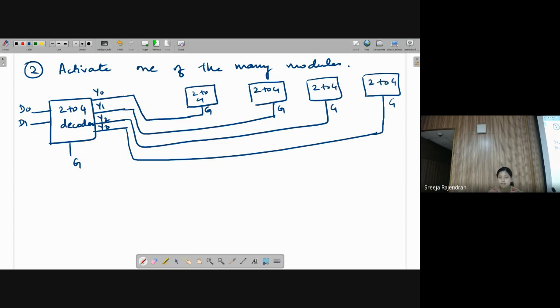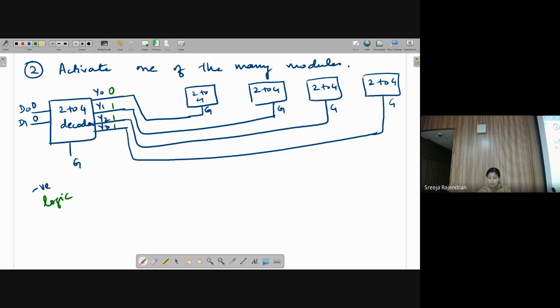So in this manner, suppose I am using negative logic, and when the input is 0 0, this becomes 0 and the rest are all 1. I'm using negative logic here, so the line which is active becomes 0. Suppose my input combination is 0 0. So Y0 should be active. Active is represented by 0. The rest of the lines are 1.